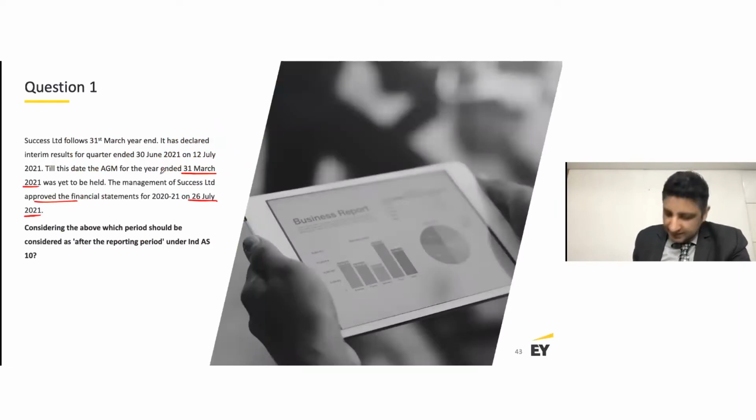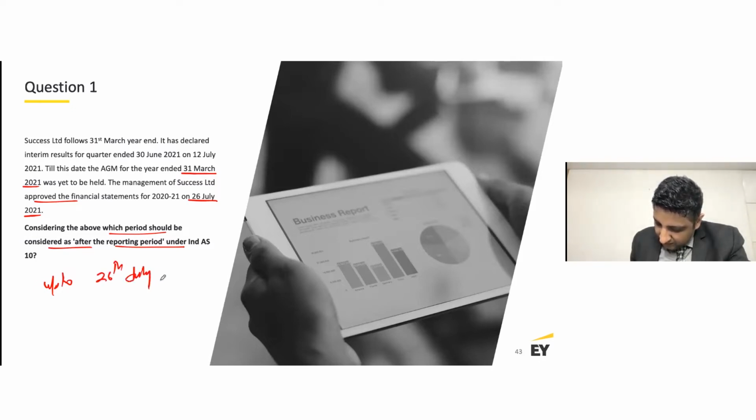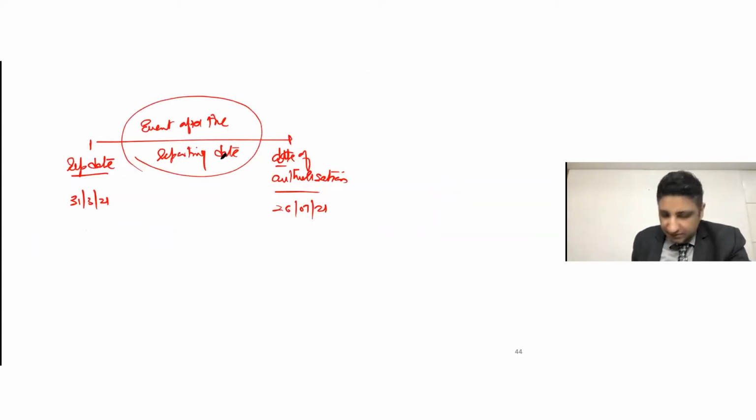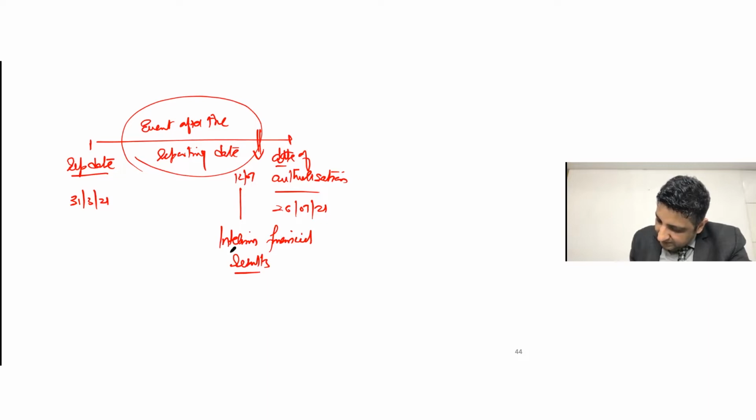Okay, so when I look at the question's requirement, consider the above, which period should be considered as after the reporting period, we can safely say that up to 26th of July 2021 would be considered as the after the reporting period. Now, essentially, you have declared the results for the quarter ended 30th of June on 12th of July itself, which simply means that this could probably be my date of 12th of July when those interim financial results have been declared.